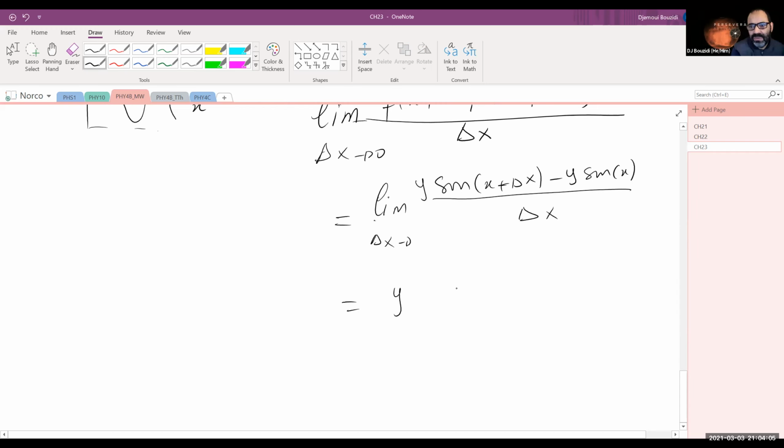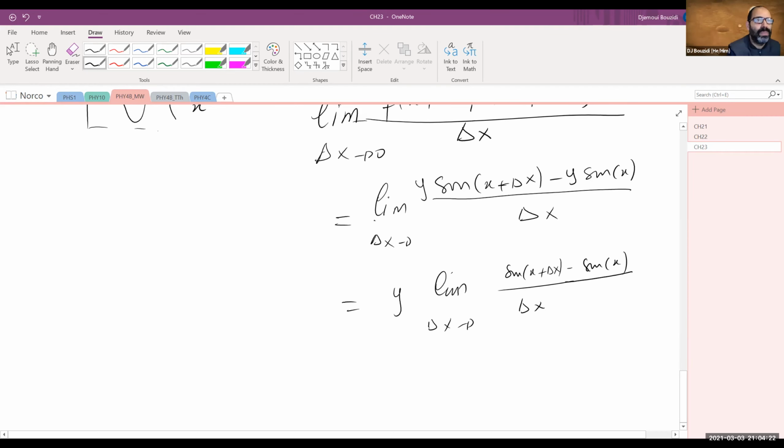y times the limit of this function when delta x goes to 0, of sine of x plus delta x minus sine of x. Obviously, this is a problem because if delta x goes to 0, the denominator goes to 0, but this numerator also goes to 0. So we have to do something in here to find this limit. And there are several ways.